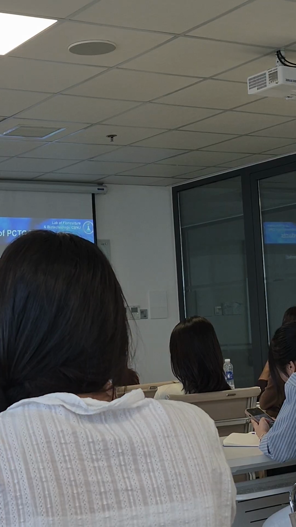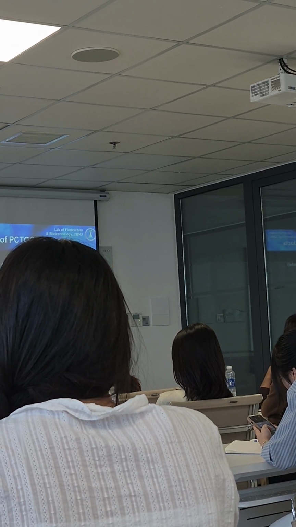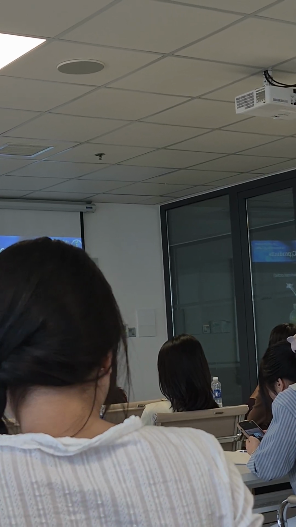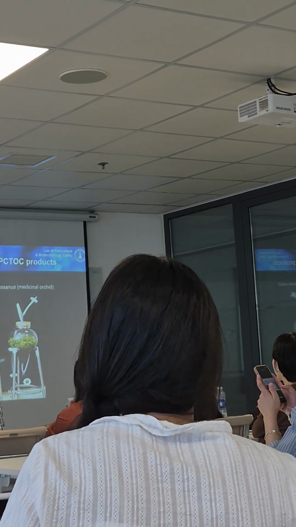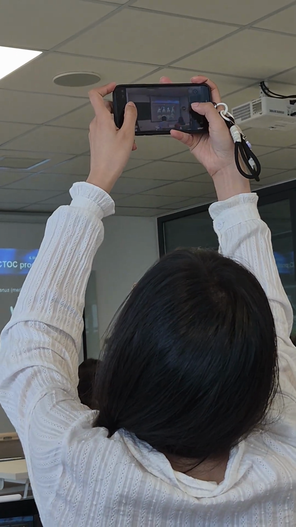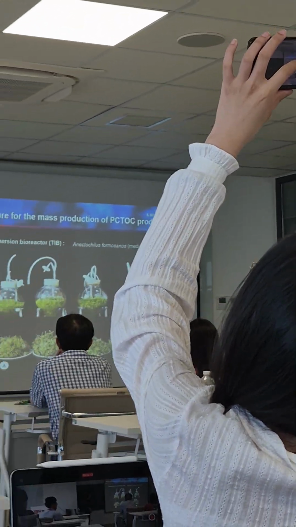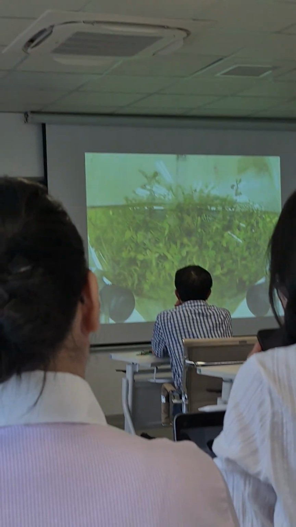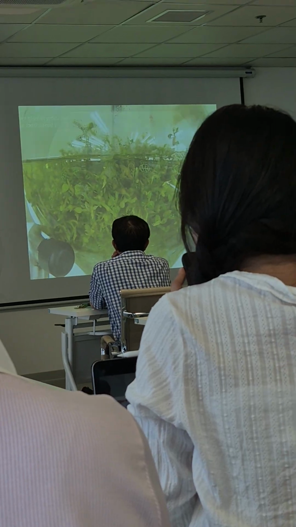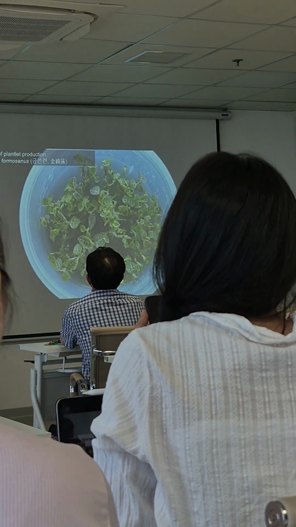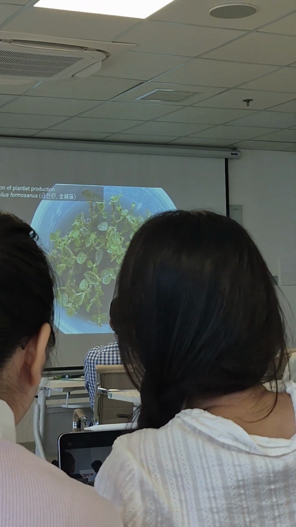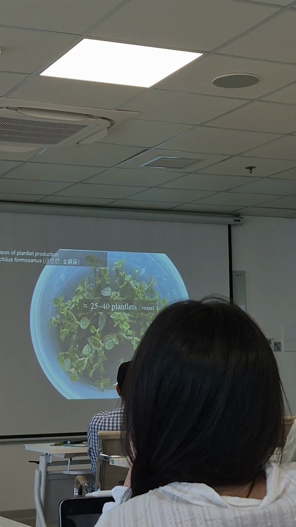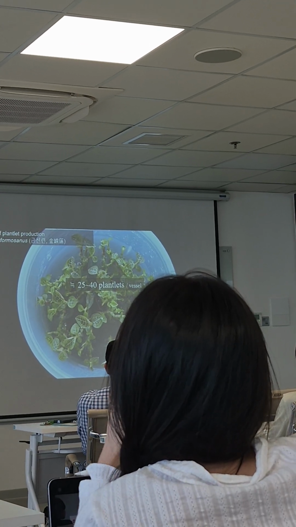So there are four types of system. We can put the medium inside, and then after some time it can drain or rotate. And from those systems, you can see how many plants we could obtain. So this shows the plants inside. And this one is a small culture vessel. From here, we can get around 25 to 40 plantlets per vessel.